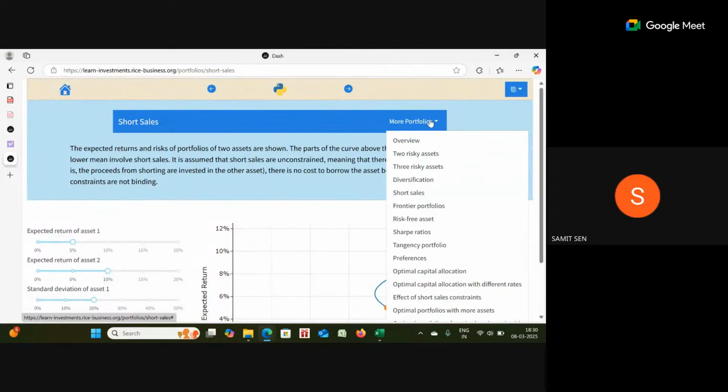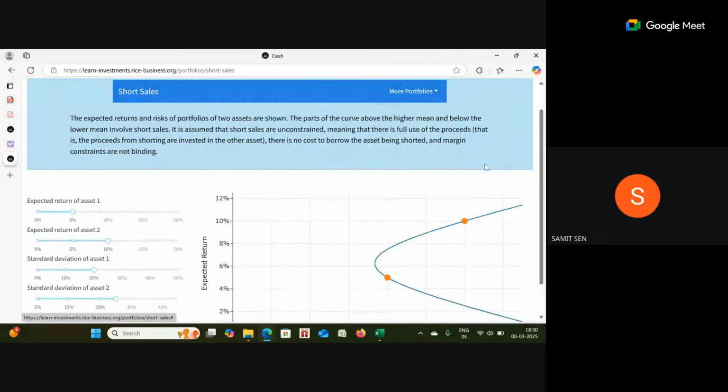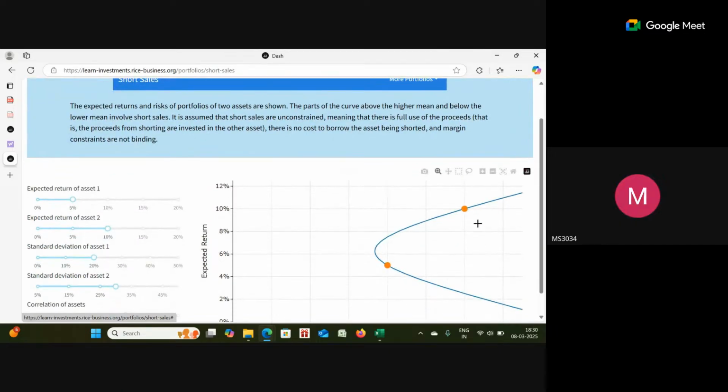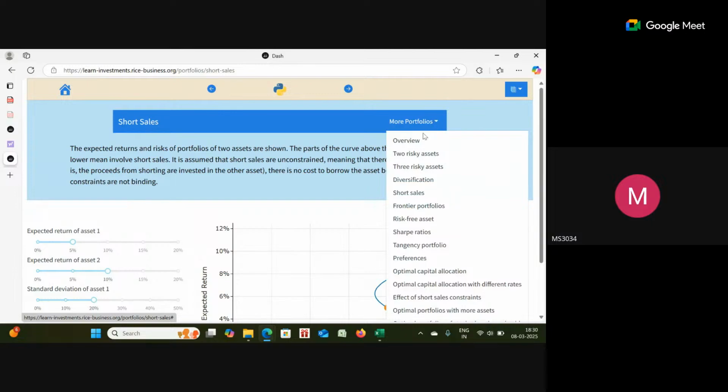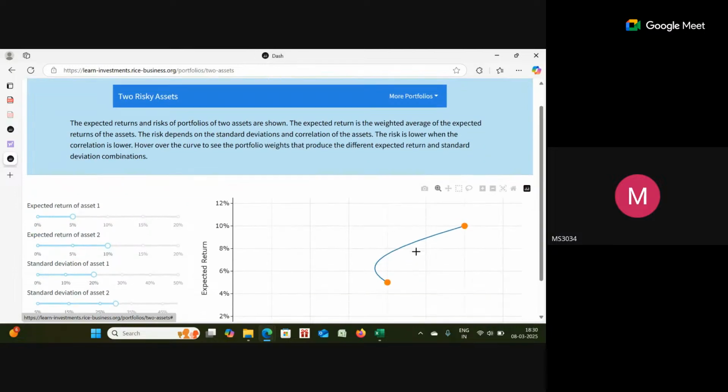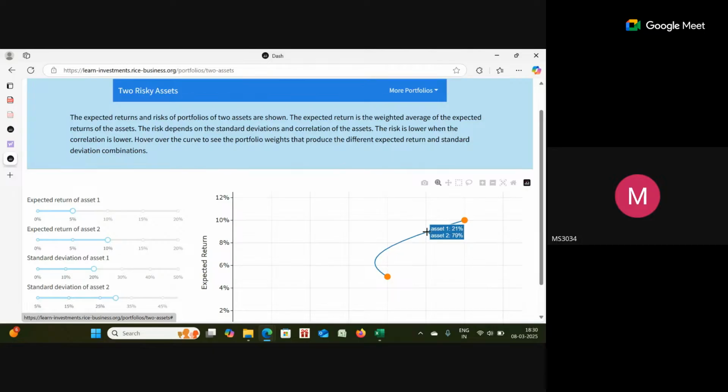So excess means this is stretching that curve beyond that orange point. If you take your cursor to any point on this blue line, here it says asset 1 21%, asset 2 79%, correct? If you go to any other point, it will be under 100% for both of them. So in that case you are investing less than 100% in both the assets.